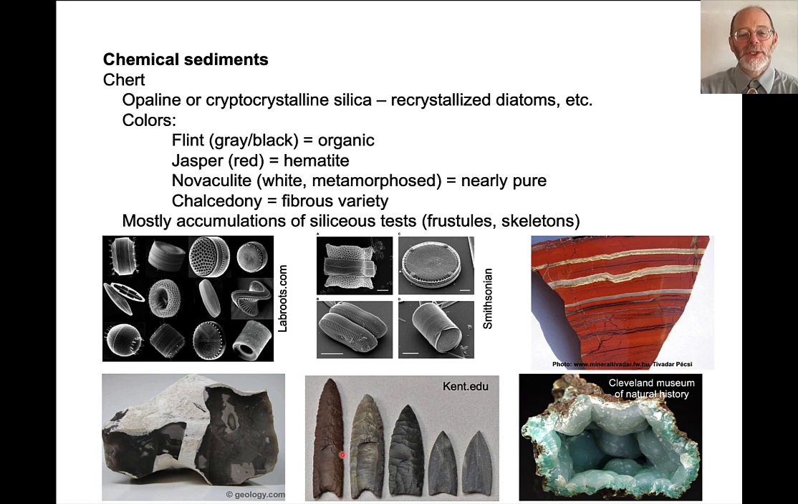This chert, of course, was used by Native Americans to make projectile points. Now, chert is the general name for these siliceous sediments, but it can have different trade names depending on what color it is. Flint is gray or black. That has a lot of organic matter in it. Jasper is a red variety of chert that has hematite microcrystals in it. Novaculite is white. Commonly, it's been a little metamorphosed, and it's nearly pure silica. And chalcedony is a fibrous variety. So here, for example, is jasper, and down here, these would be flint.